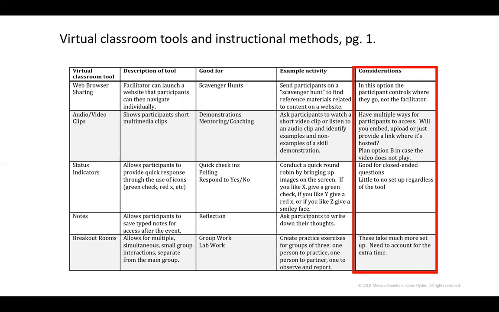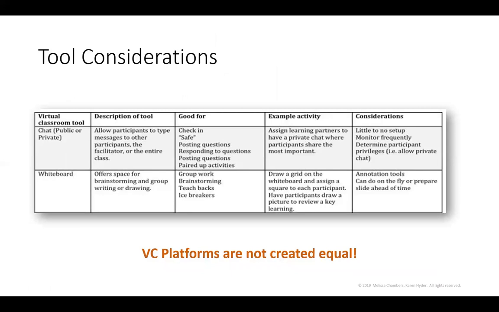Let's look at a couple of examples here. I've pulled two out, chat and whiteboard. These are both very common tools that we use. Chat is pretty easy. Chat is pretty intuitive. It might not have been so intuitive 15, 20 years ago, but now most people know, type in the white rectangular area, hit enter or send. You don't have to give a lot of instructions, and typically there's little to no setup.